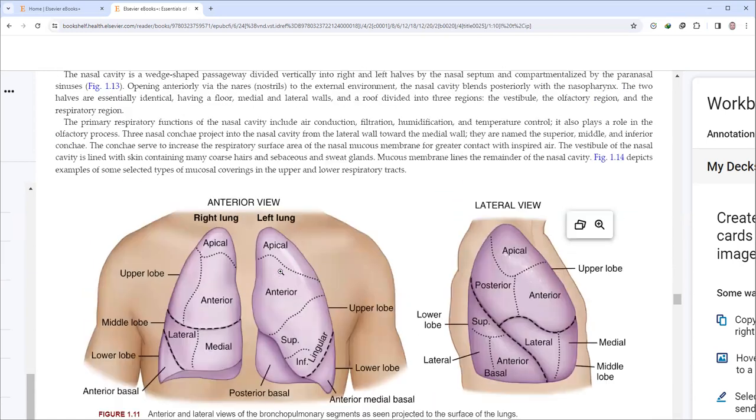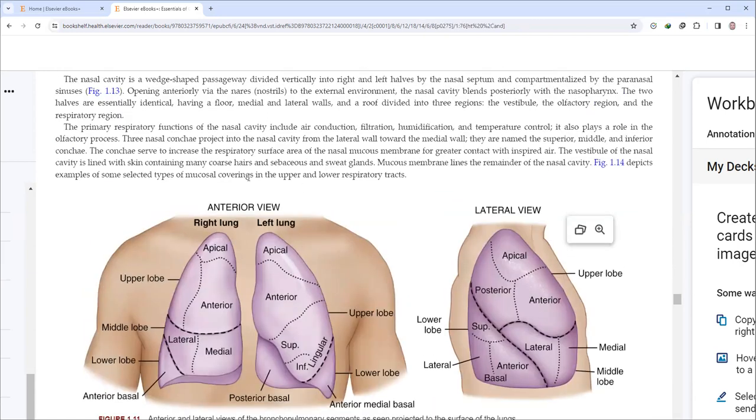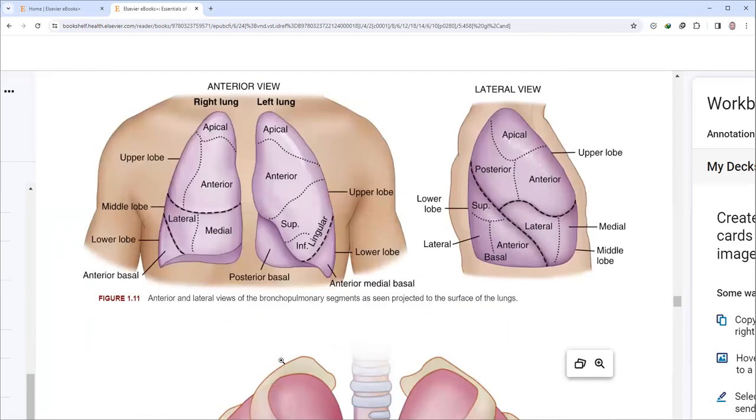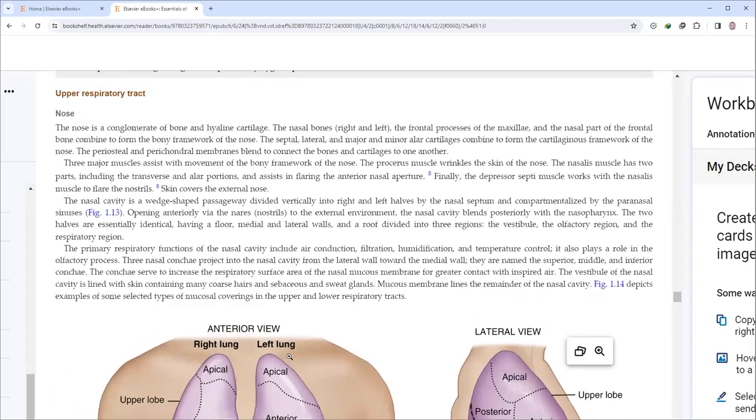Again, this is a nice view. This is the anterior view of the lung, and this is the lateral view of the lung. Apical, anterior, and this is the upper lobes of the lung. And we see that we have here horizontal fissure and oblique fissure. Here we have only the oblique fissure. And these are the different lobes, different segments of the lobes of the lung.